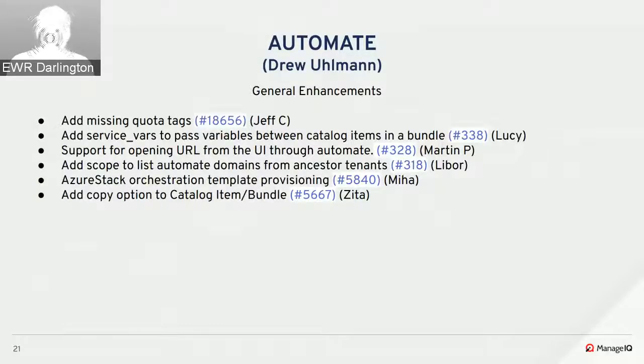So Jeff C. added some tags that were missing in an enhancement on quota. So we now have max VMs, warn CPUs, warn memory, warn storage, and warn VMs. Lucy added a couple of enhancements this time, one to pass variables between catalog items in a bundle. And I think we already had a discussion about the opening of URLs from Automate, so that's cool. We added a scope to list Automate domains from ancestor tenants, courtesy of Libor, and Miha added orchestration template provisioning through the new Azure Stack. Zeta also added some functionality for the copy option to catalog items, which had a couple of associated bugs, one of which Greg did. It's a fix to copy only direct custom buttons, as well as one to include resource actions, pictures, and additional tenant information.